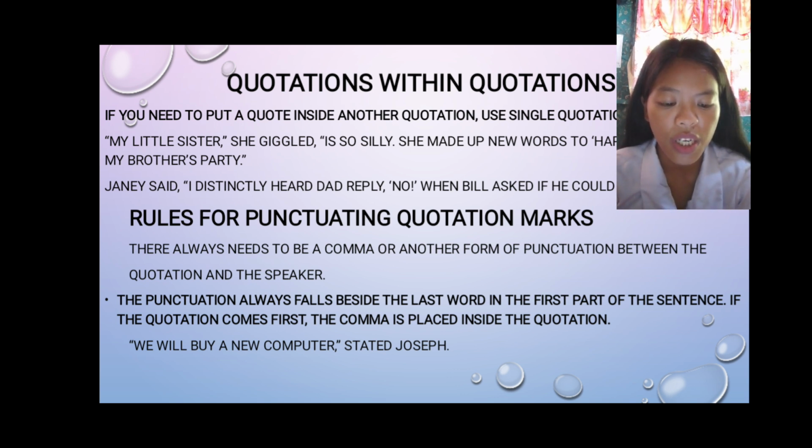Rules for punctuating quotation marks. There always needs to be a comma or another form of punctuation between the quotation and the speaker. The punctuation always falls beside the last word in the first part of a sentence. If the quotation comes first, the comma is placed inside the quotation. Example: "We will buy a new computer," stated Joseph.